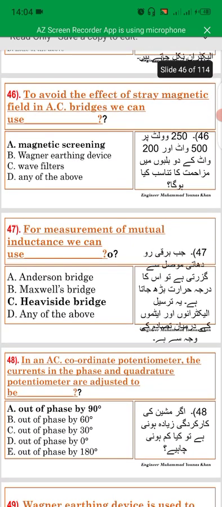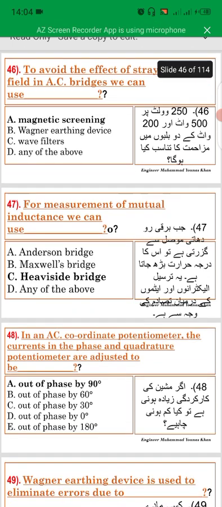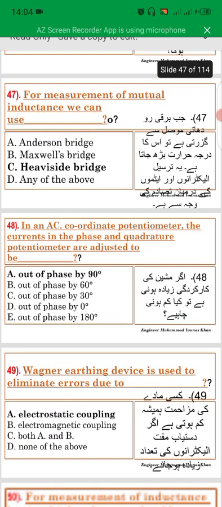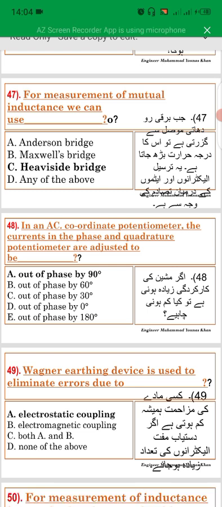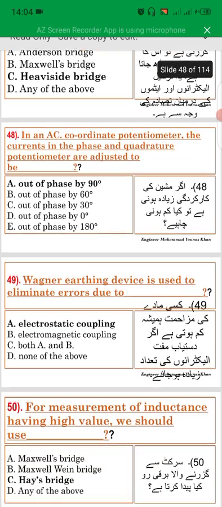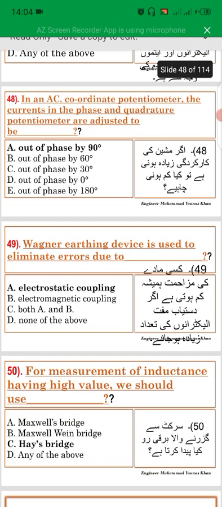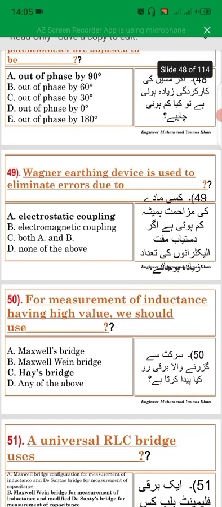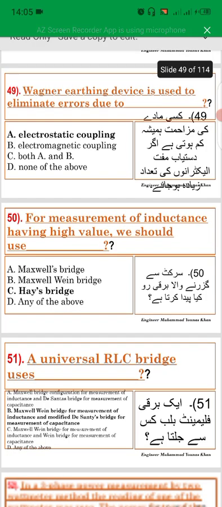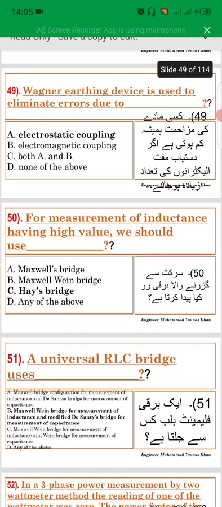To avoid the effect of stray magnetic field in AC bridge, we can use magnetic screening. For measurement of mutual inductance, we can use Heaviside bridge. In an AC coordinate potentiometer, the currents in the phase and quadrature potentiometer are adjusted to be out of phase by 90 degrees. Wagner earthing device is used to eliminate errors due to electrostatic coupling.